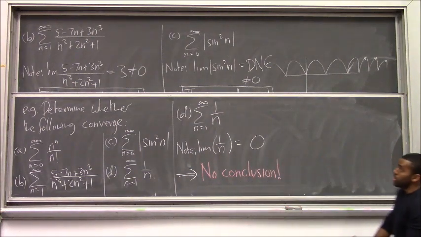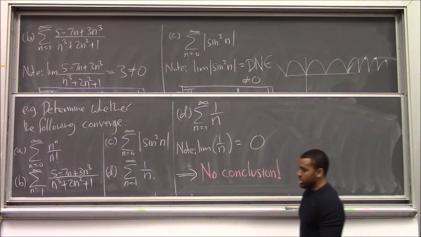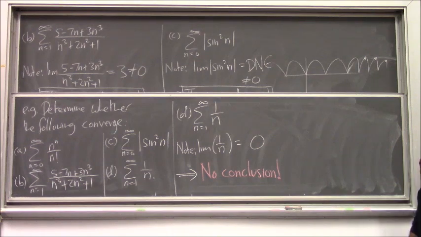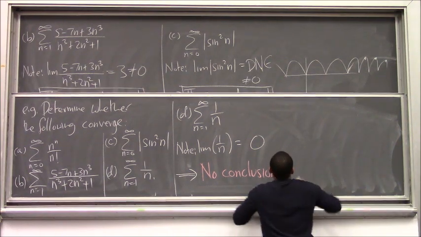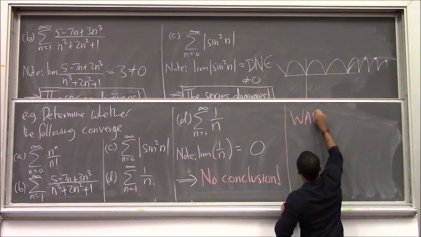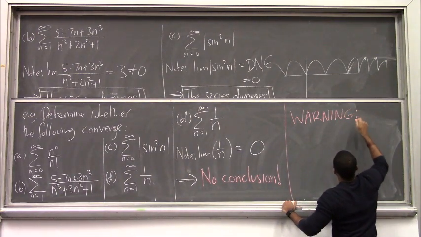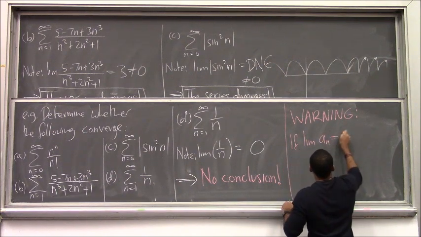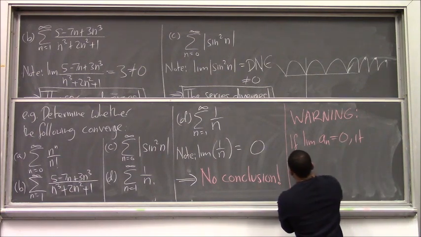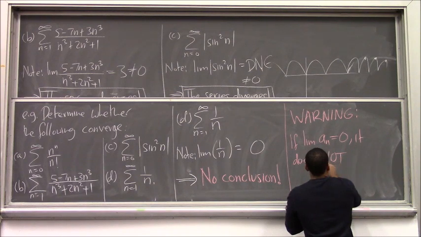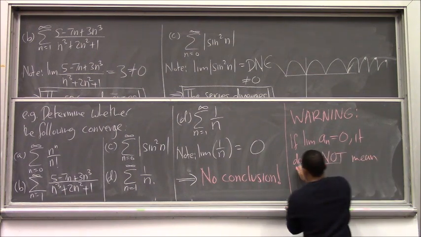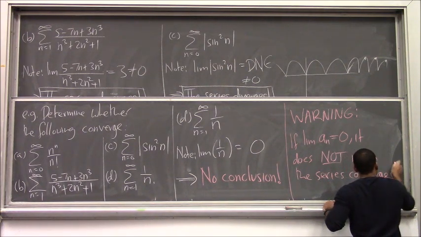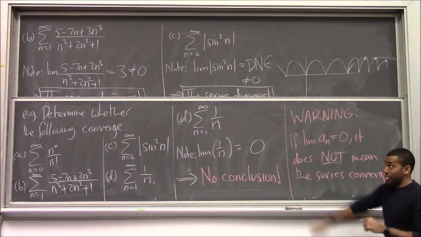So here's where I give you a warning about the test for divergence: it is literally a test for divergence. You cannot use that test to talk about convergence. That's a very important thing. So, warning. If the limit of a_n equals 0, it does not mean it converges. In fact, the counterexample to this is very typically that guy.